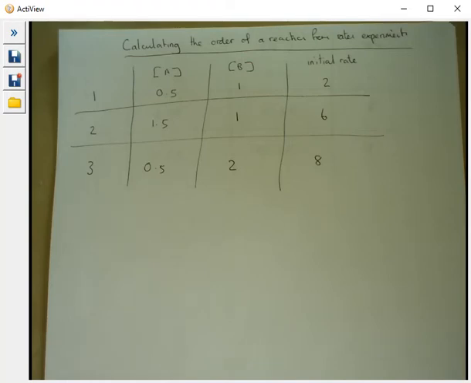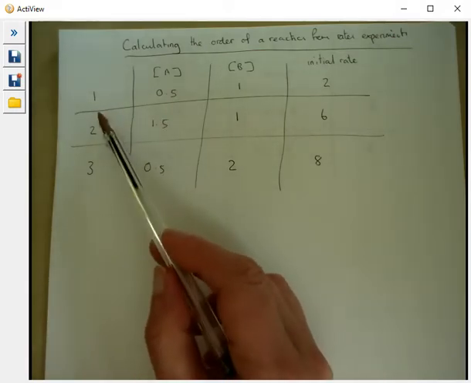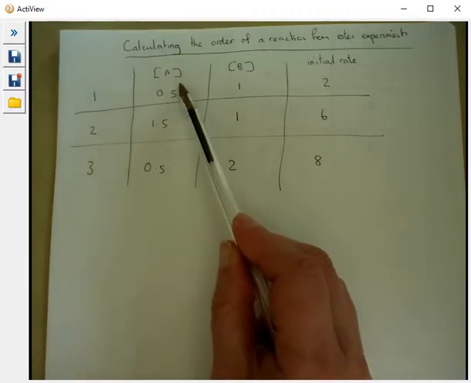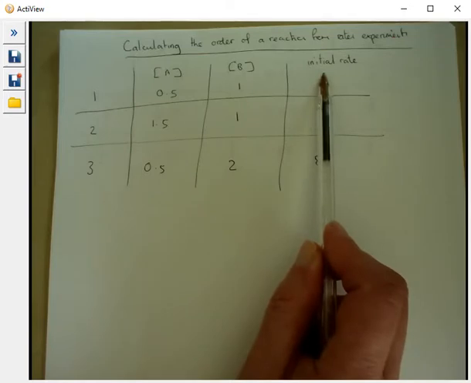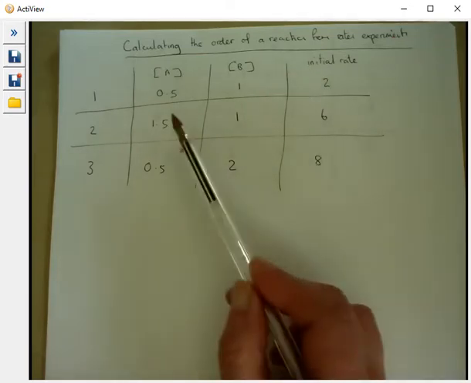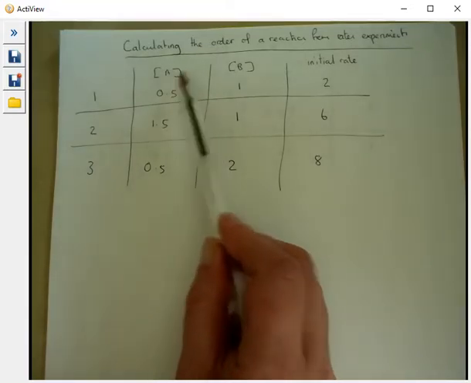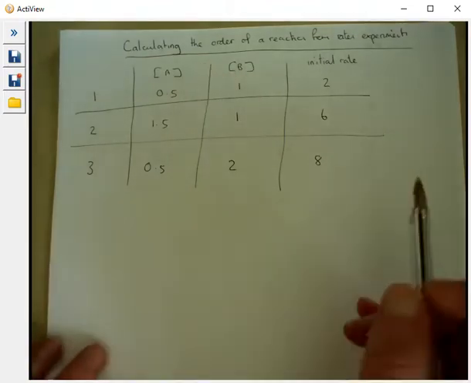Right, this video looks at how to calculate the order of reaction from rate experiments. So this table here shows a series of 3 experiments where we've got different concentrations of A, different concentrations of B, and then they've measured the initial rate. And so what we're trying to find out is the order of reaction for A, and also the order of B, and therefore the overall order of the reaction.